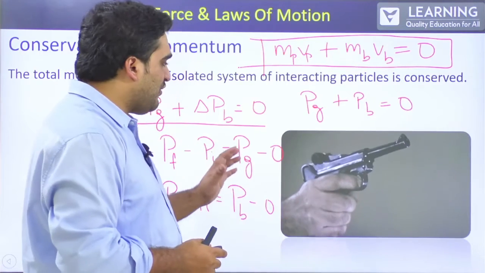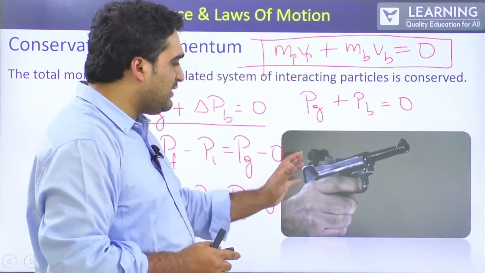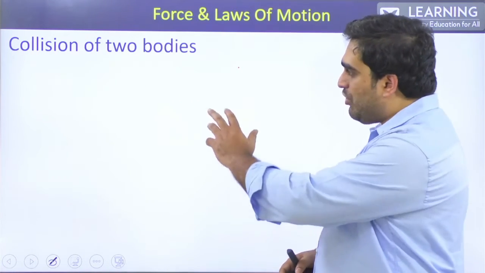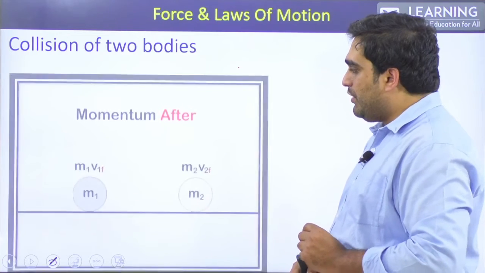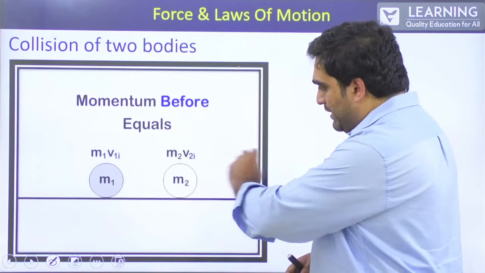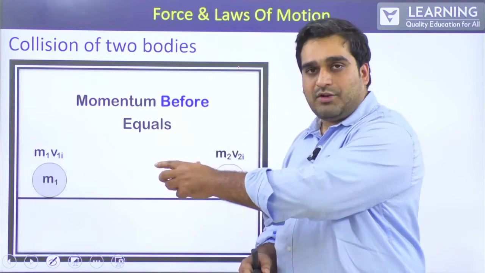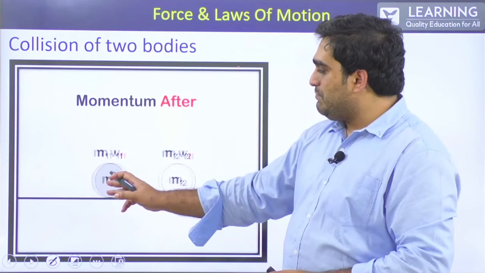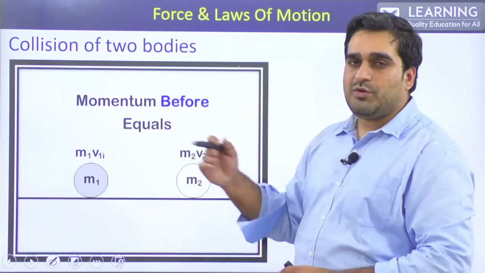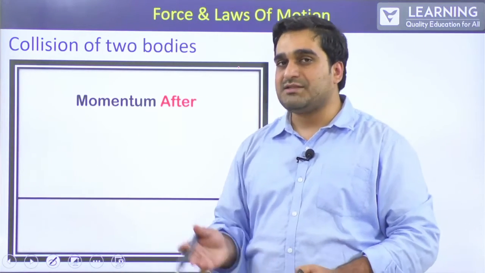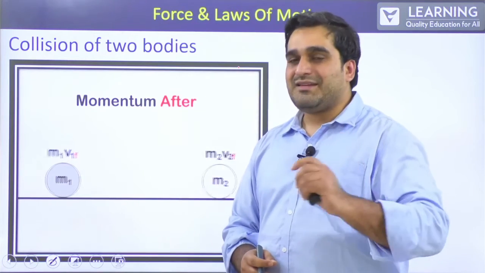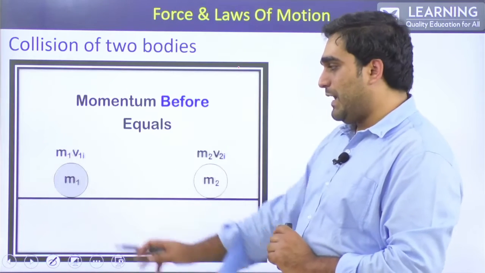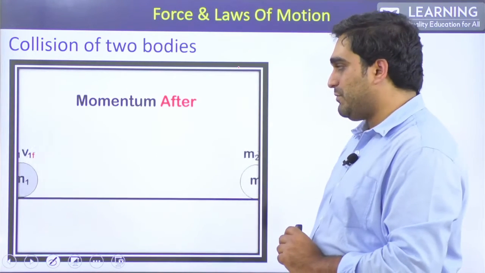If so is the case for a bullet that is fired from a pistol, what about two objects which are colliding with each other? Take the example of two billiard balls: they come, they collide, and they move away. So collision before and collision after. What would be the momentum? Will the momentum be conserved in this following case? Let us do that analysis and let us observe. First, the mass of object 1 is m1, the mass of object 2 is m2.